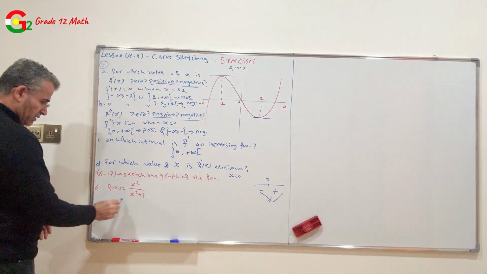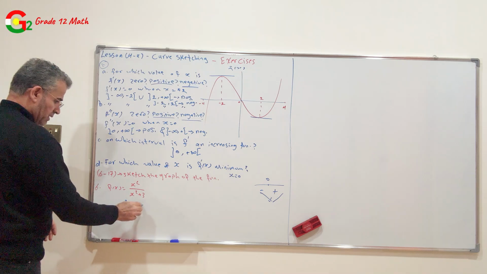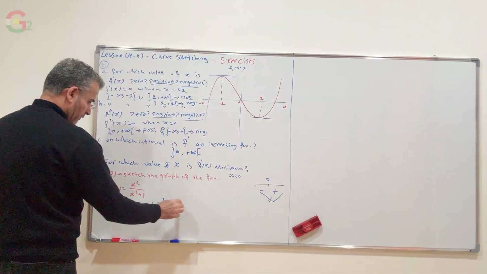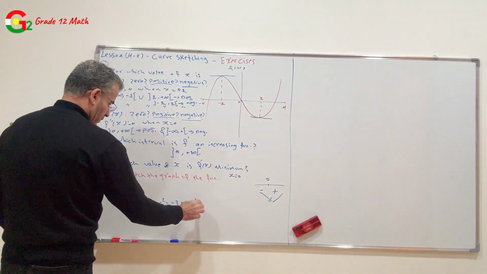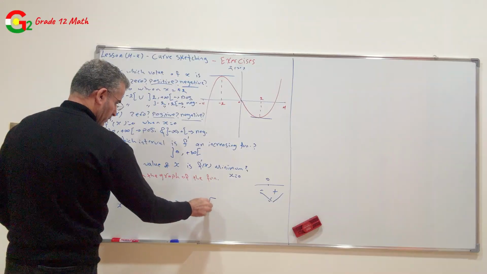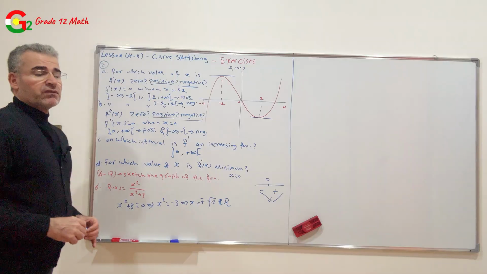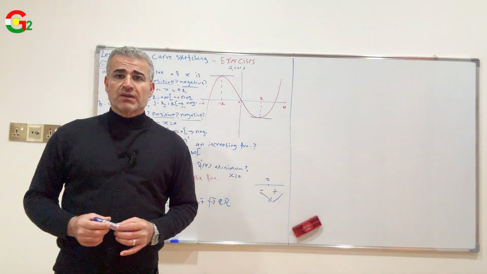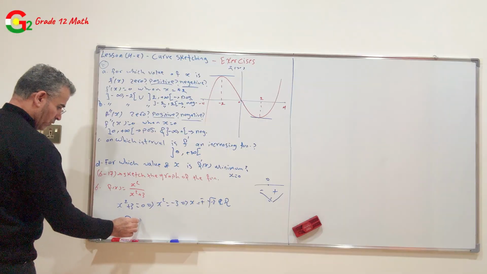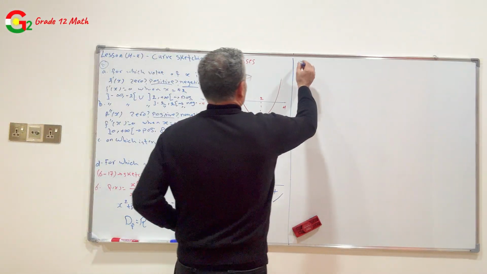The domain of this function: to find the domain, set the denominator equal to 0 and find the value of x. X power 2 equals negative 3, then x equals plus or minus the square root of negative 3, not a real number. Therefore there is no value that makes the denominator 0, and the domain of f equals R, or all real numbers.